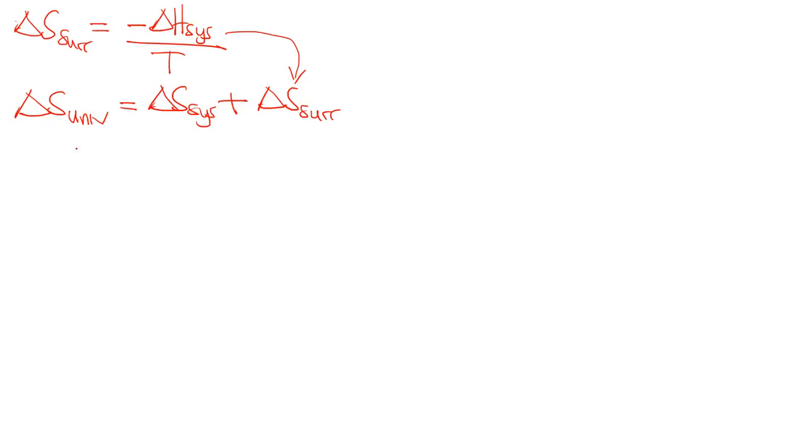So if I want to do that, I will say delta S of the universe is equal to negative delta H of the system divided by T. Now I have just taken the surrounding off and replaced it by this one, plus delta S of the system.